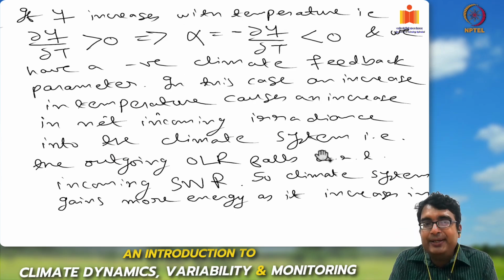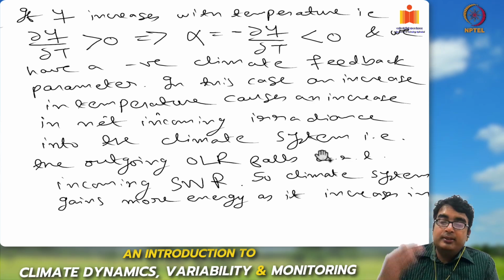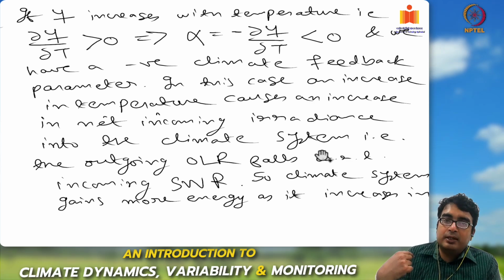On the other hand, if F increases with temperature, so ∂F/∂T is greater than 0, then your alpha, which is minus ∂F/∂T, will become less than 0, negative, and hence we have a negative climate feedback parameter. In this case, an increase in temperature causes an increase in the net incoming irradiance. The shortwave minus longwave, that difference becomes greater than 0, becomes positive.